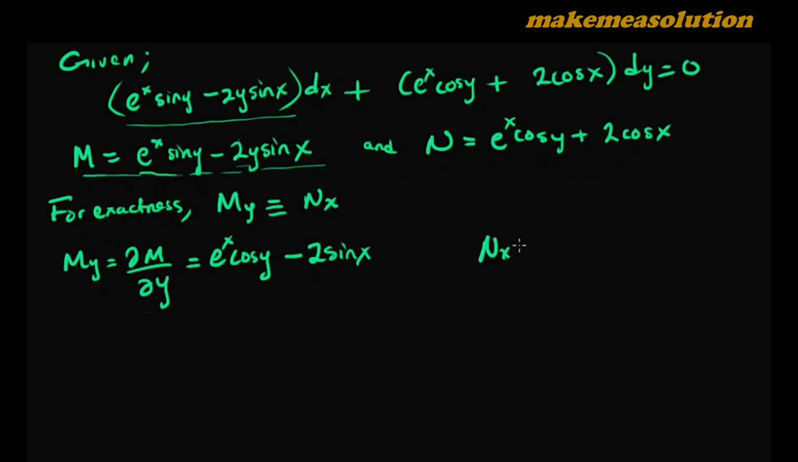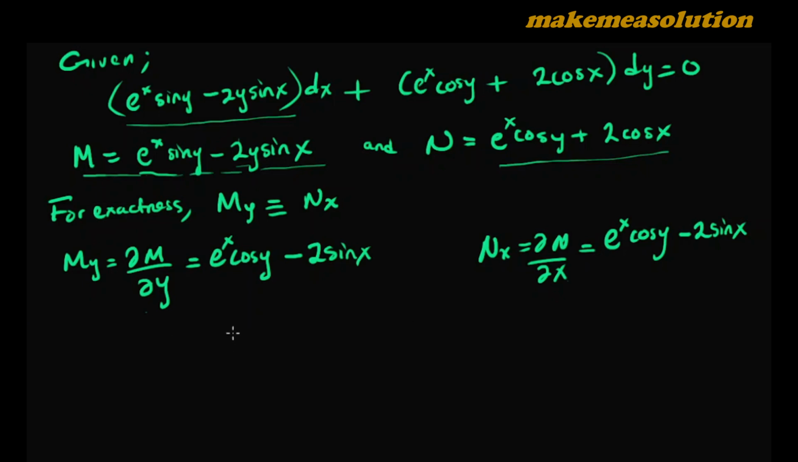Now N_x is the partial derivative of N with respect to x, and that is going to be, so let's do it together. Remember, y is now a constant in this case. Since y is a constant, when you differentiate exponential x, you get exponential x. So you leave this cos y the way it is because y is a constant. Then when you differentiate 2 cos x with respect to x, you get minus 2 sine x, because of course when you differentiate cos x, you get minus sine x.